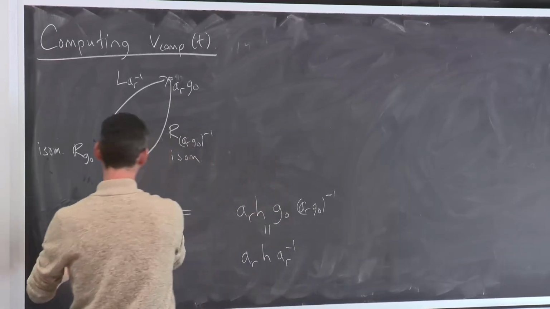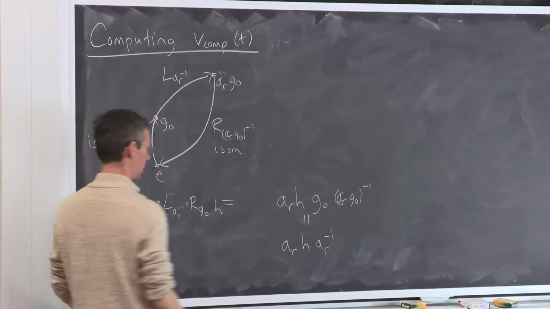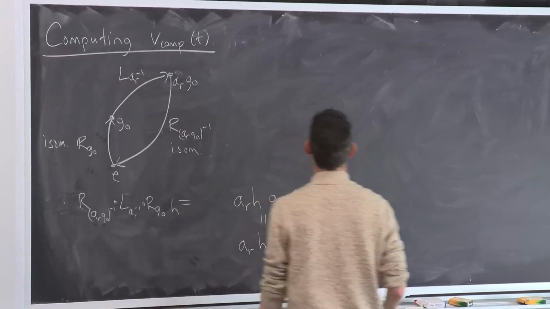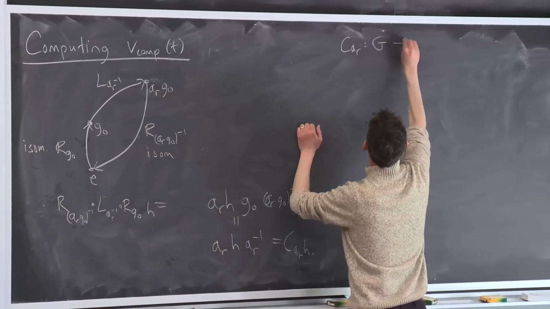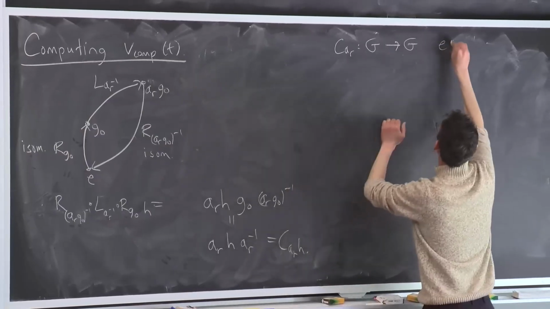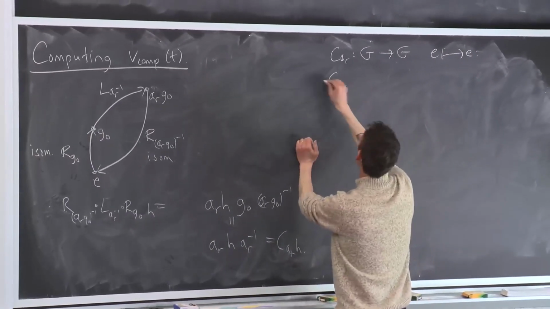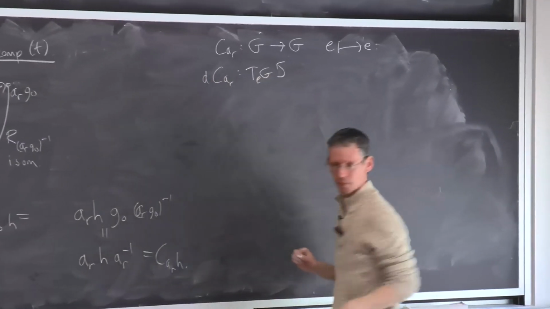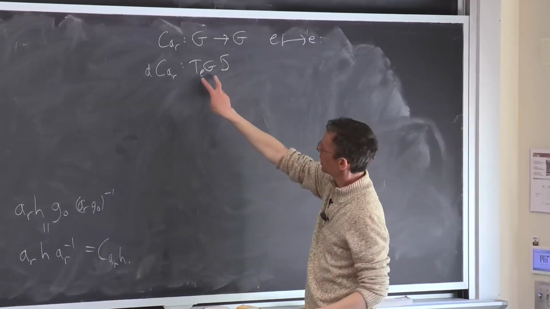So this operation is none other than conjugating by A_R. So conjugation by A_R is a map from our Lie group to itself, takes the identity to the identity. And therefore this map, or really its derivative, takes the tangent space of the identity to itself.